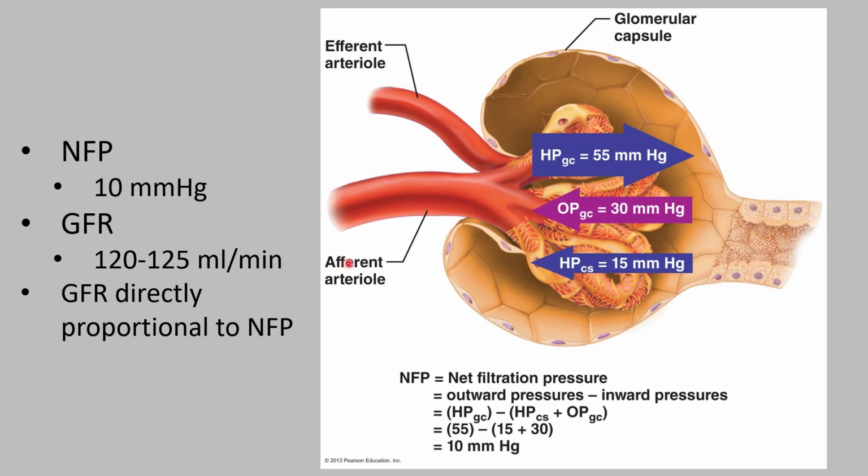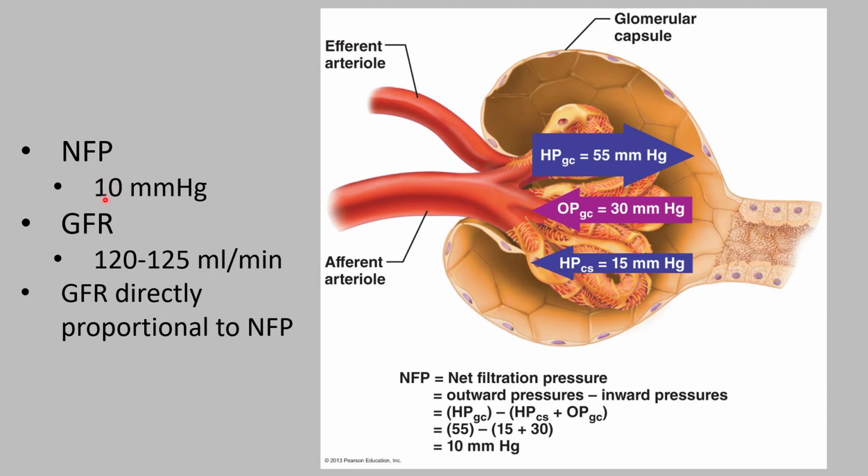We do not want a negative net filtration pressure. That would mean that liquid is going into the blood, and that would be fatal. That would be very, very bad. We want a positive net filtration pressure. Now, average net filtration pressure is 10 mmHg. It can go up or down, and it does go up and down based on the state of the body.